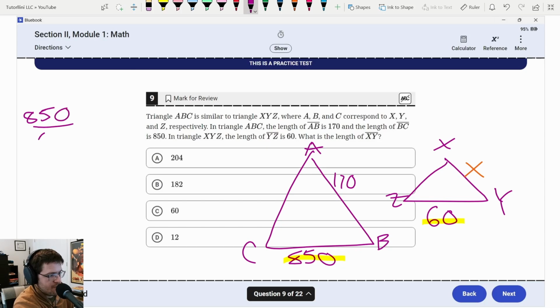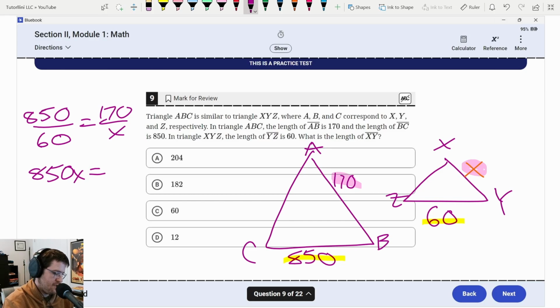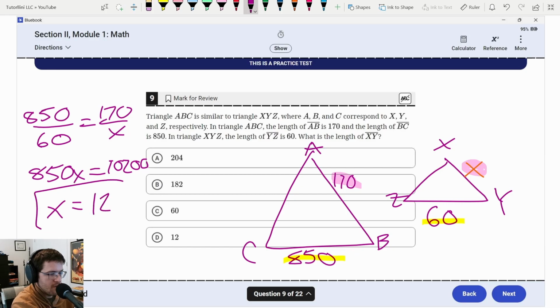850 over 60 equals corresponding big over corresponding small. 170 over x. I'm now going to cross multiply, so I get 850x equals 170 times 60, which is 10,200. And now I'm going to divide both sides by 850. And I get x equals 12. And that gives us choice D.